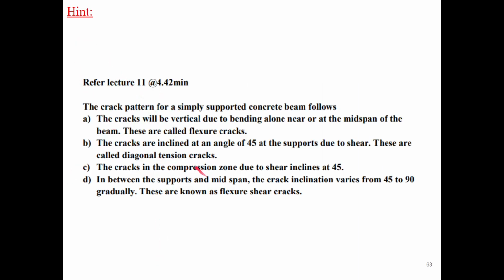Okay. So the crack pattern for a simply supported concrete beam follows this. Cracks will be vertical due to bending alone at the midspan of the beam. So near the midspan, the cracks will be vertical due to only bending. So these are called flexure cracks. However, as I told you initially, near the supports the cracks will be inclined. That's why during derivation we have taken the beta value as 45 degrees. So the cracks are inclined at an angle of 45 degrees at the supports due to shear. So these are called diagonal tension cracks or shear cracks.